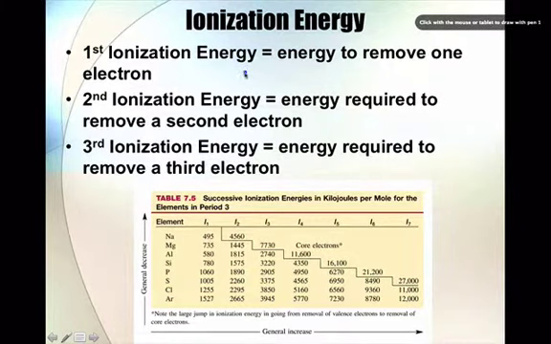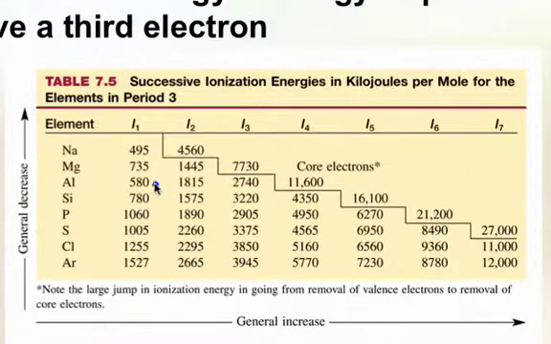Okay, there are also first ionization energies, second, thirds, and we can go on and on and on, and that's what these are right here. What you can notice are trends. So the first ionization energy is the energy to remove 1 valence electron. The second ionization energy is the energy required to remove a second electron. So a third would be a third electron.